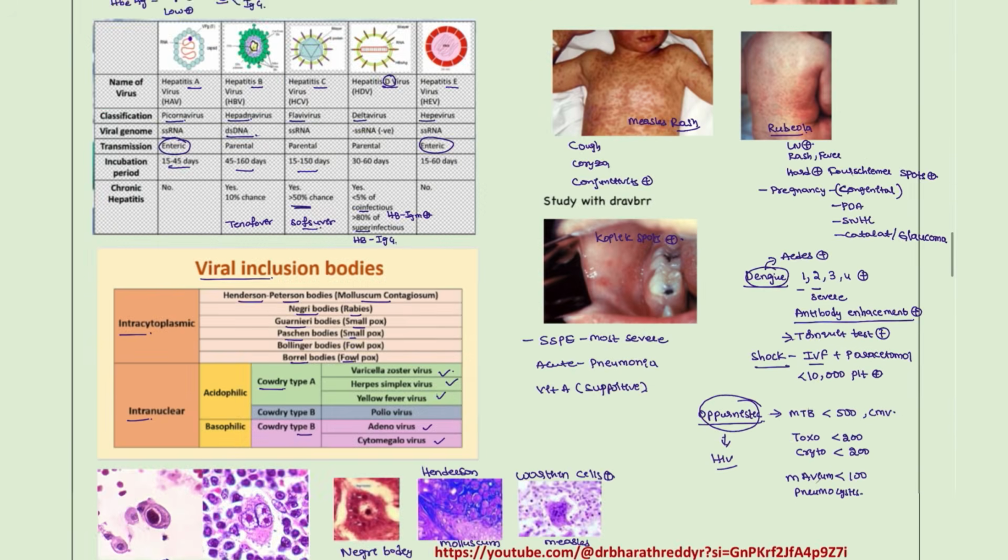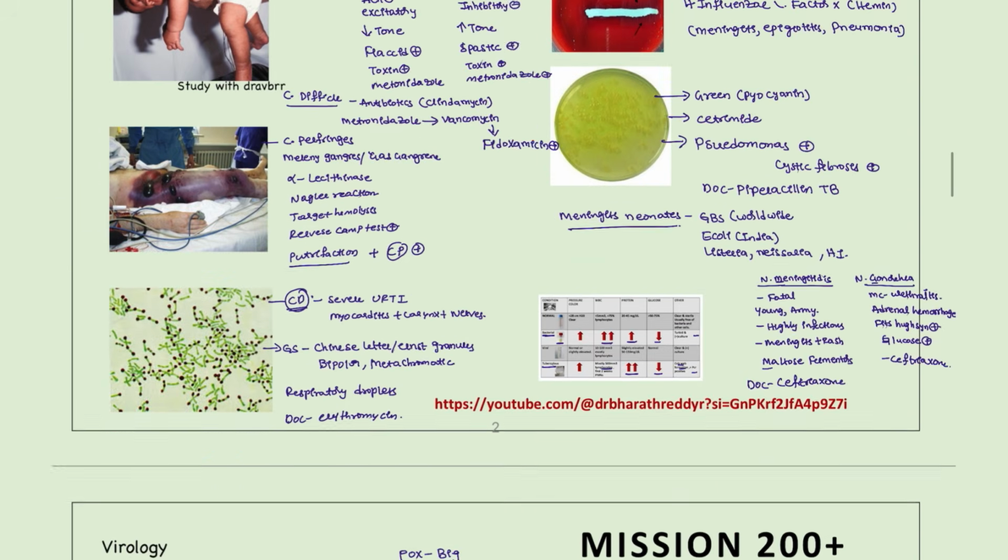So these are some of the basic important points that can be revised for the last revision.